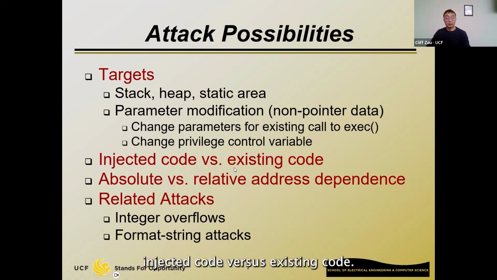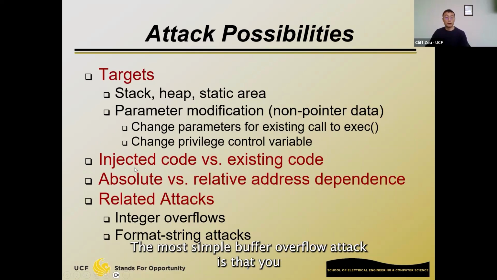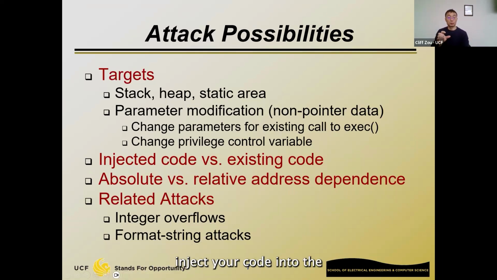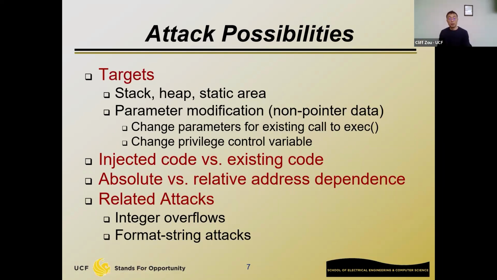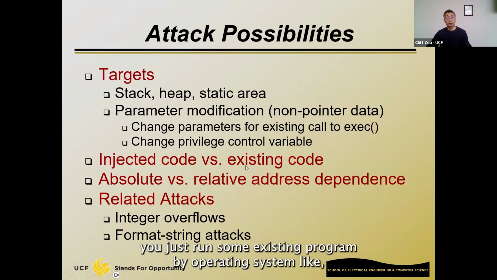Injected code versus existing code. The most simple buffer overflow attack is that you inject your code into the overwritten local variable. Most likely you just inject a shellcode, because shellcode is very small. Shellcode is only 20 to 50 bytes, so it's very easy for you to inject a shellcode. But you can also use existing code. So you don't inject any code by yourself, but instead you just run some existing program provided by the operating system.